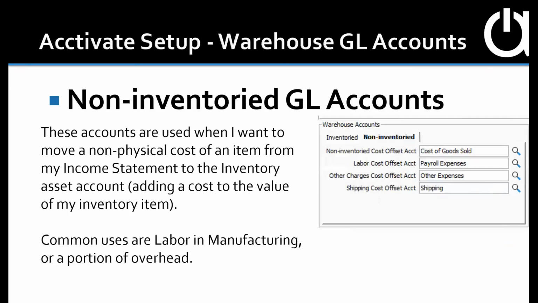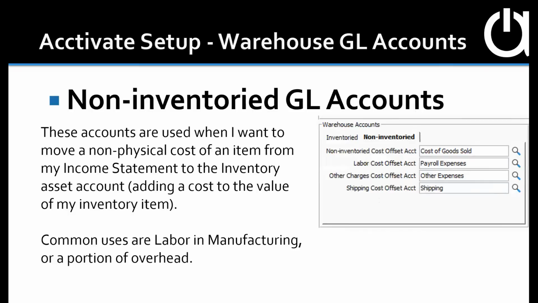So this is what I call squeezing the balloon, an offset account. If I want to take part of my payroll expense and move it from my payroll expense on my P&L into the value of an item. So I'm a manufacturer. It takes an hour to manufacture something, and I've got a cost for labor at $30 an hour. So I want to incur $30 from my P&L, from my payroll expense, up into the cost of that item because it's part of my true cost. This would allow me to do that.